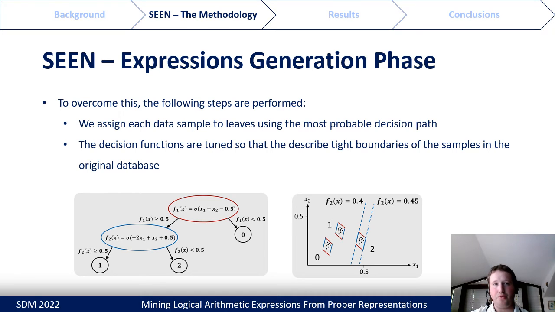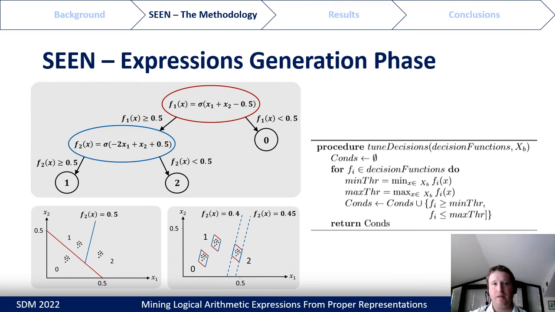To address this issue, I tune the decision thresholds of each decision function with respect to the data points associated with each leaf. For this purpose, a data point is a member of the leaf to which it leads through the most probable decision path. As can be seen in the procedure tune decisions, this is done by iterating over all the members of each leaf and finding the range of thresholds that fit the samples that go through a decision path.